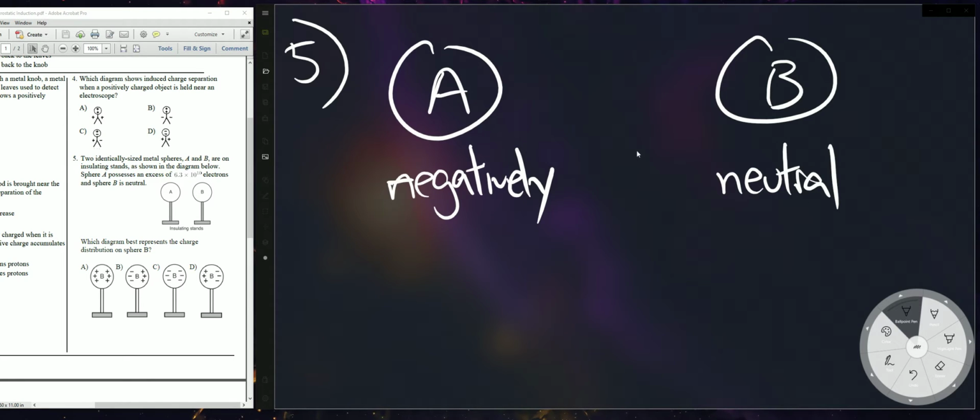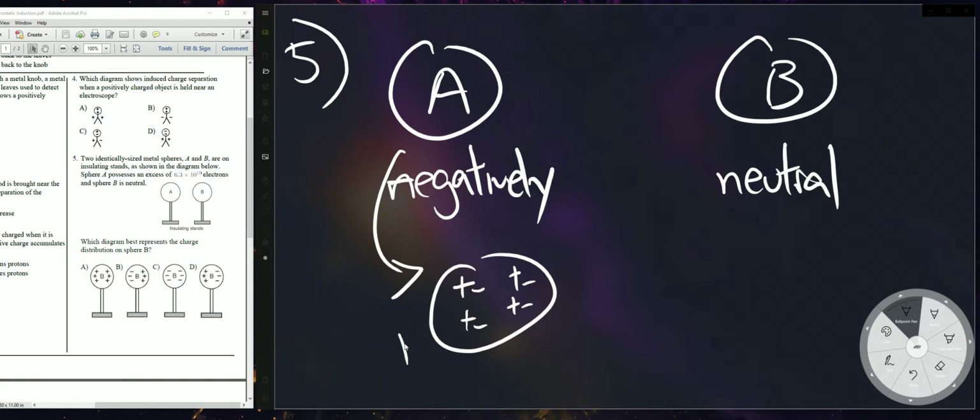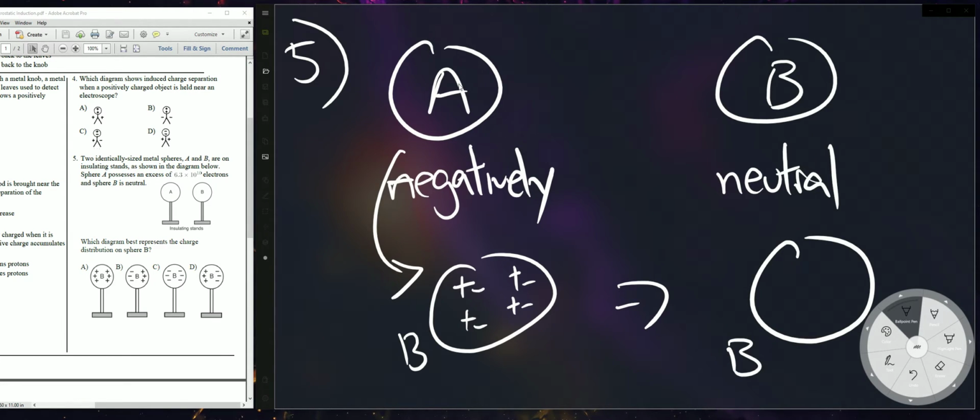So what's going to happen if you bring these two spheres together? The negatively charged sphere wants to push all the electrons away. Originally B had evenly mixed positive and negative charges. You bring A next to B, and the electrons in A are going to repel the electrons in B. So all the electrons in B are going to gather to one side, and the protons don't move. And so the answer choice is D.